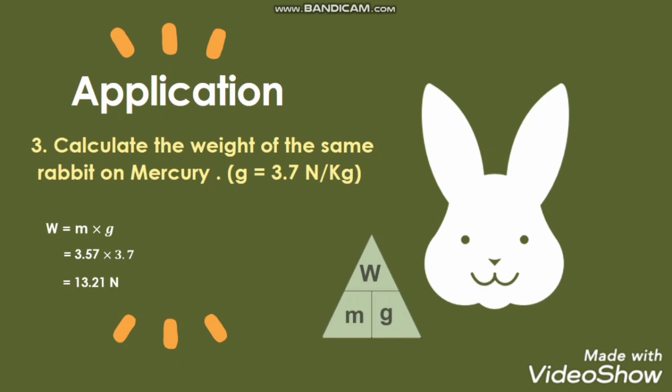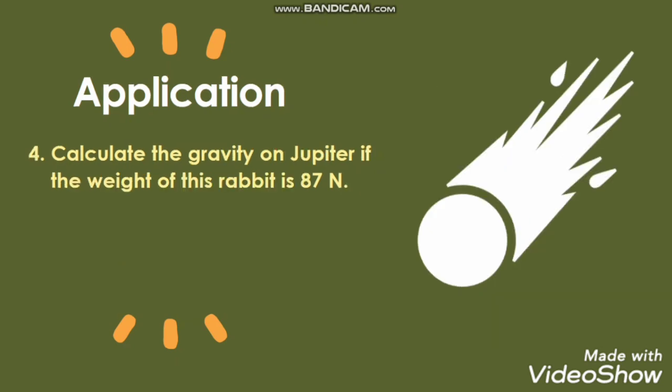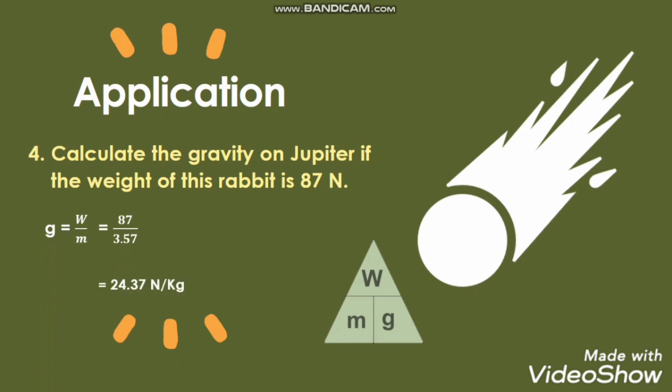And now the last application. Calculate the gravity on Jupiter if the weight of this rabbit is 87 Newton. Just remember the mass of this rabbit is 3.57 kilogram. So we have the mass and we have the weight. We need to calculate the gravity. In our magic triangle, we cover gravity and we observe the equation: gravity equals weight over mass. Now we substitute the values. It's 87 over 3.57 and the answer is 24.37 Newton per kilogram. Then the gravity on Jupiter is 24.37 Newton per kilogram.